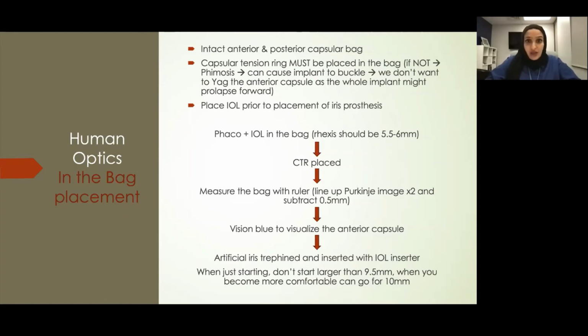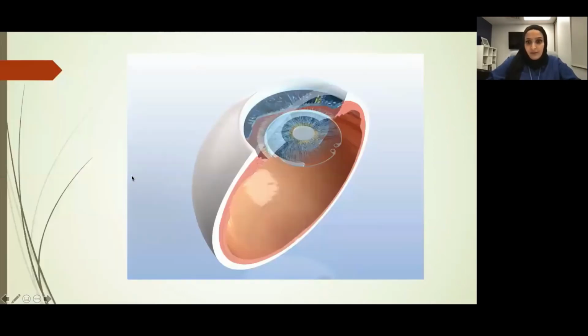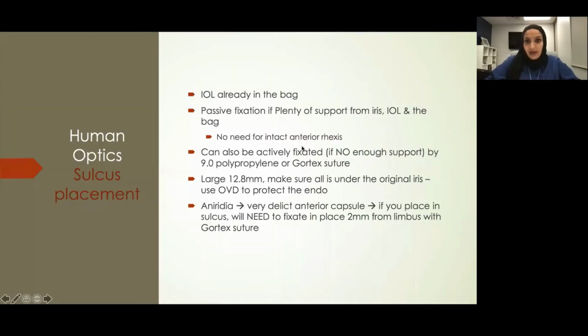If you're just starting, it's good to start with not larger than 9.5, because if it's larger, it's going to be difficult to manipulate. Here you can see this is the bag. We can see the capsular tension ring and the iris device within the bag.